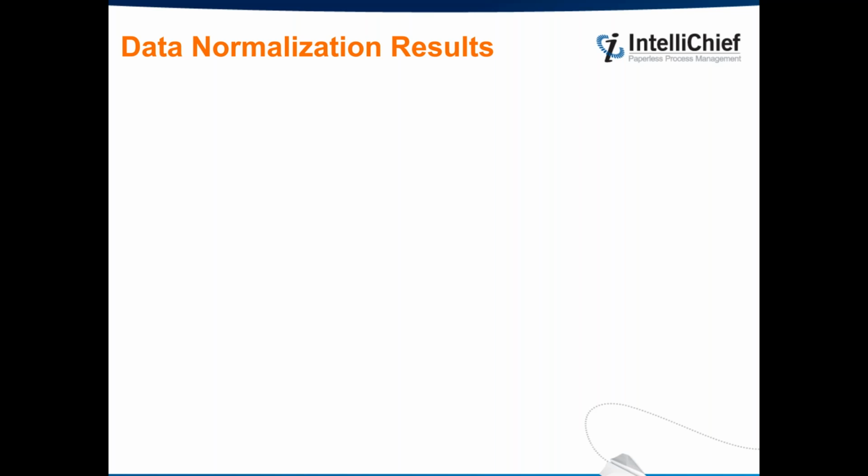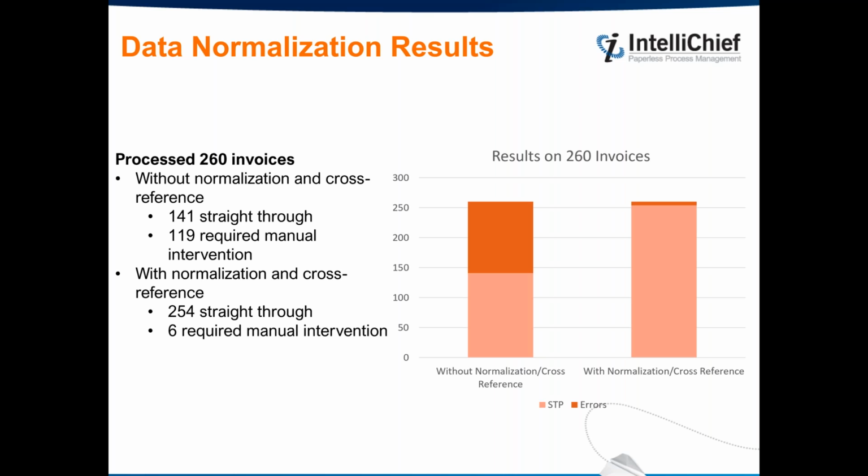So with these little tools and components of the system, what does that really do for me? Well, here's a customer example. We took a customer and processed 260 invoices without normalization, unit of measure, and the cross-reference. In that example, 141 went straight through, but 119 required some manual intervention.